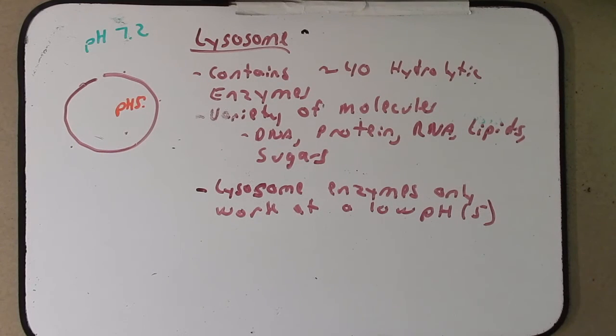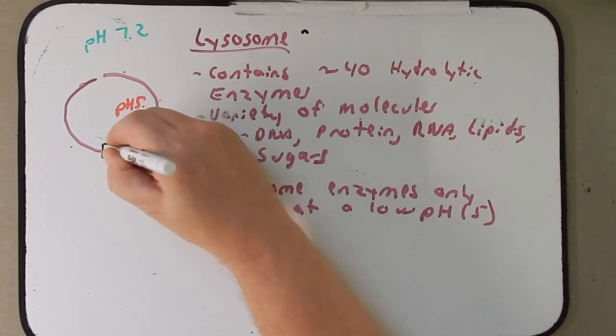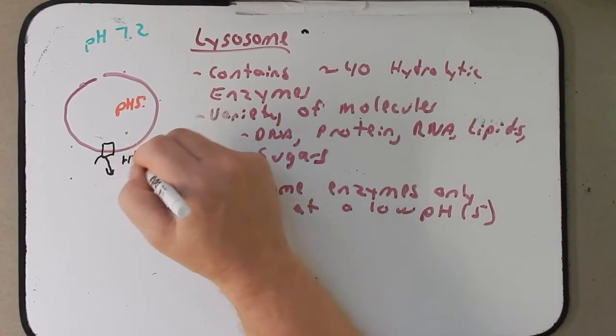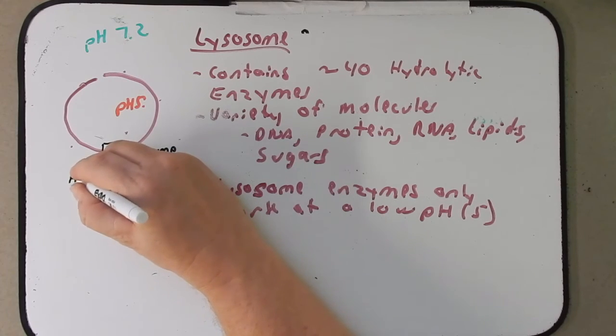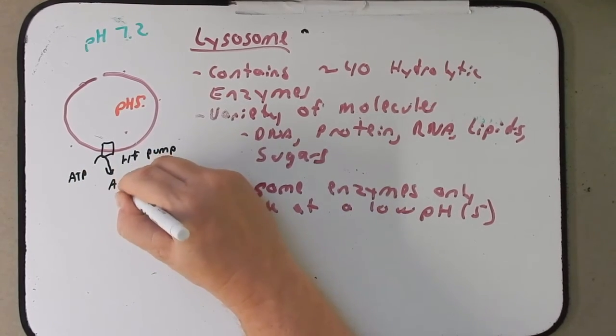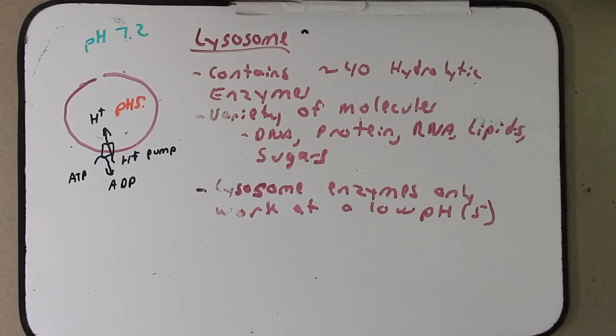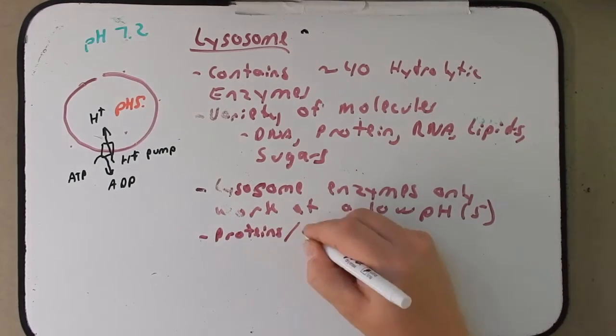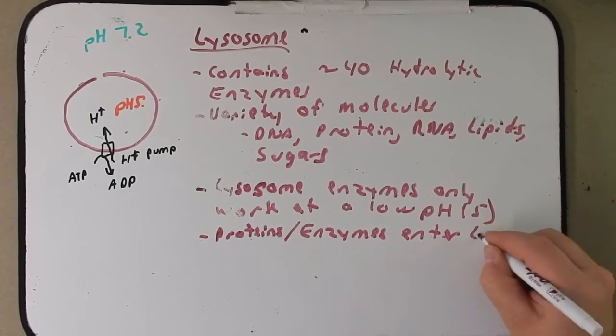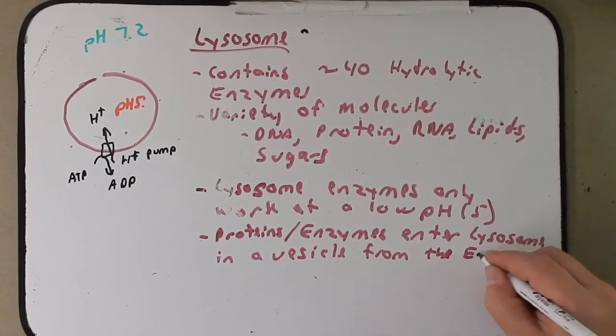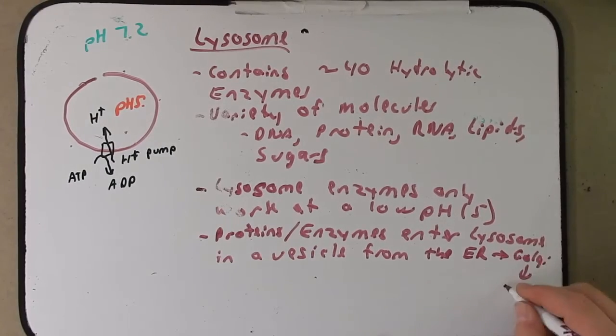Now, how does it maintain this low pH? It maintains this low pH by having a proton pump. The proton pump has ATPase activity where it takes an ATP, hydrolyzes it to make ADP. In that process, it will move protons into the lumen of the lysosome, keeping that pH at a low pH. Now, as I said, we have about 40 enzymes here in the lysosome, as well as some other proteins. And all of the proteins, which includes the enzymes, enter the lysosome in a vesicle from the ER, or from the secretory pathway, so it goes from the ER to the Golgi to the lysosome.